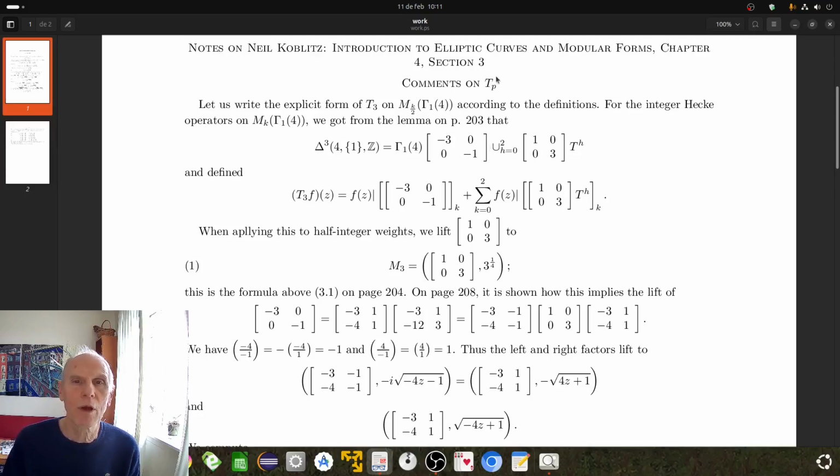Now, the book led me to believe that T-P's would give the null operator, or at least that T3 working on a modular form would vanish. And that didn't make any sense to me, so I wanted to write it up explicitly. So we have the right-hand sides by the lemma, and T3 of f is defined by this. And there we have to find the automorphy factors of these guys. They are easy.